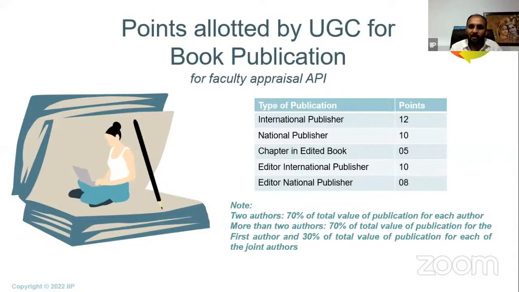If there is a sole author, there will be no distribution. In the case of 2 authors, each will get 70% of the total value. If there are more than 2 authors, the first author will get 70%, and all remaining authors will equally share the 30% of the total allotted marks. This is how the points are allotted by the UGC, and most universities follow it for book publication.